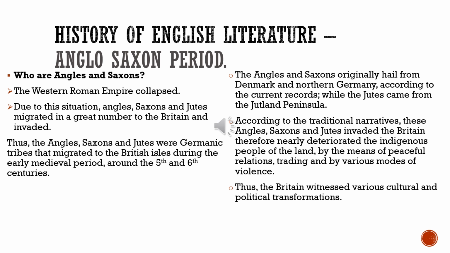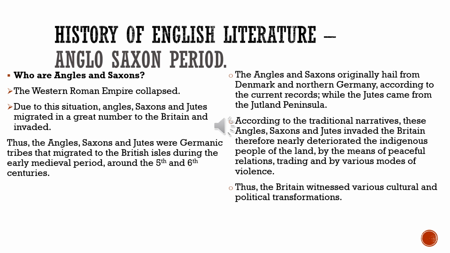The conversion to Christianity by missionaries like Augustine of Canterbury in the 7th century played a main role in shaping their cultural and religious landscape. So the foundation of Christianity was laid by Augustine of Canterbury. He was one of the most eminent missionaries that had arrived in the land of England. So this is what Anglo-Saxons are.